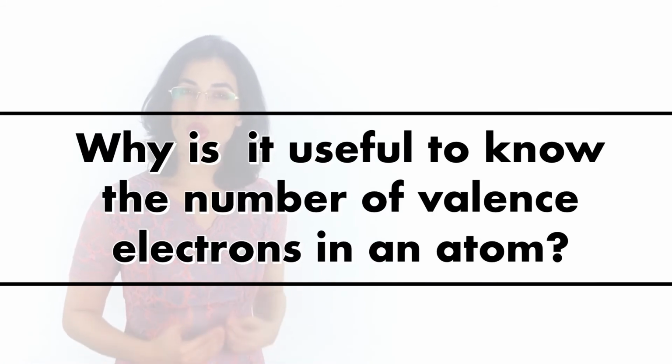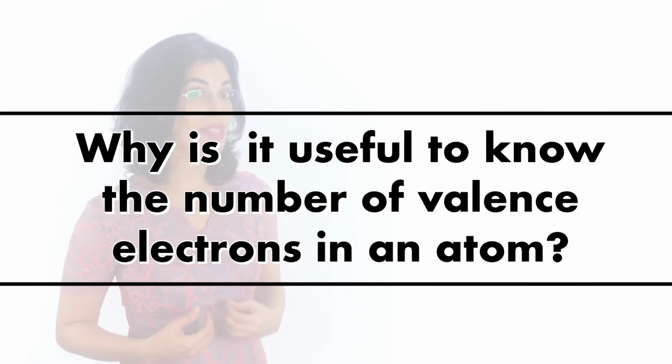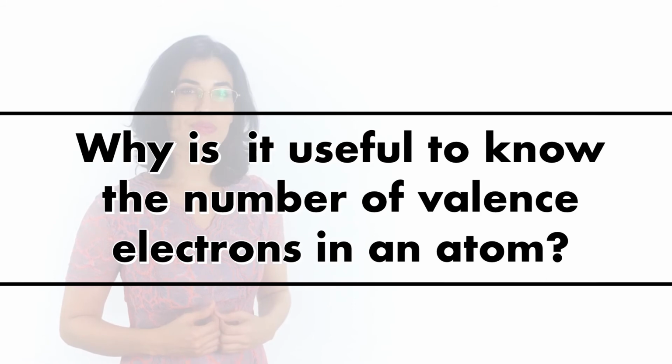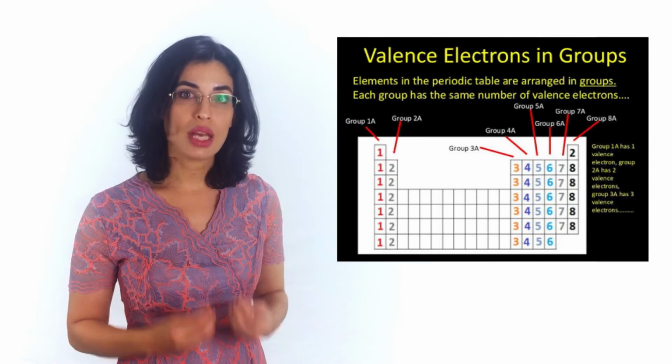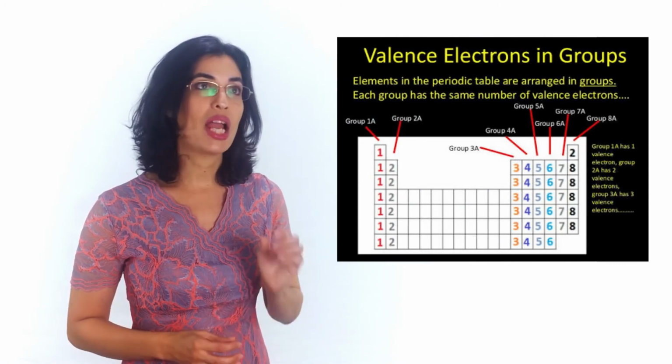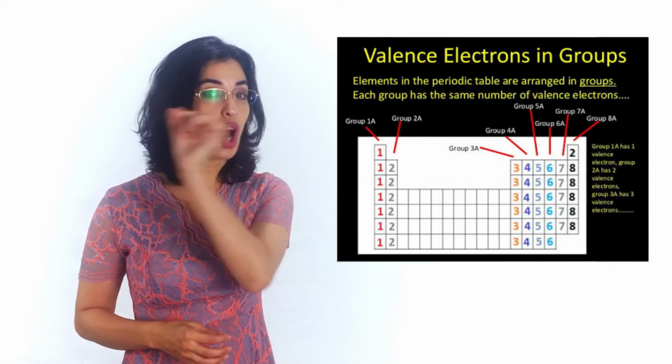Why is it useful to know the number of valence electrons in an atom? The number of valence electrons can be useful to determine the number of chemical bonds possible. You can use the periodic table to determine the number of valence electrons by looking at the group numbers at the top of each column.